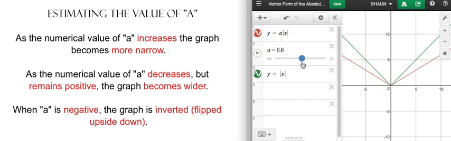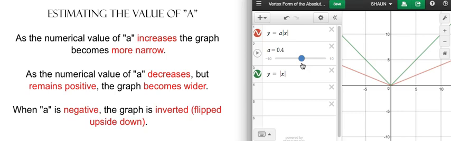Also, if we stop and think about it, what has to happen if a is 0, if we're multiplying by 0? Well, that's right, we get 0 everywhere. So when a is equal to 0, we just get a flat line, and we don't even need the absolute value function to describe that. It's just the line y equals 0.